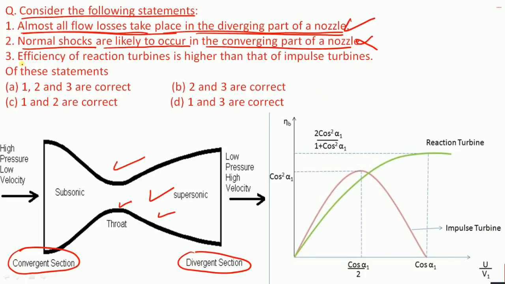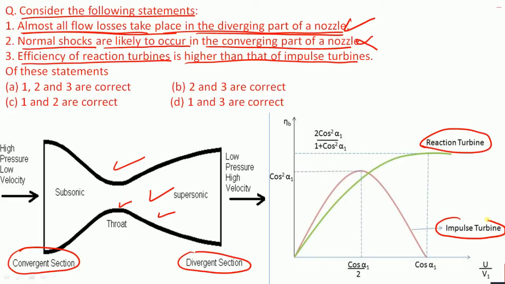The third statement is that the efficiency of a reaction turbine is higher than that of an impulse turbine. We can see here the reaction turbine efficiency and impulse turbine efficiency. A reaction turbine has higher efficiency compared to an impulse turbine. So that means statement 3 is correct. This concludes that 1 and 3 are correct statements. That is option D, the correct option.